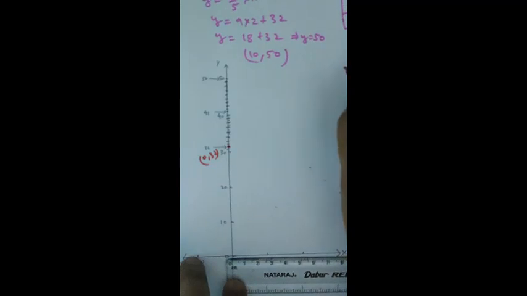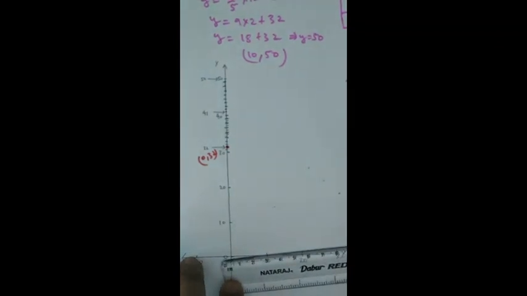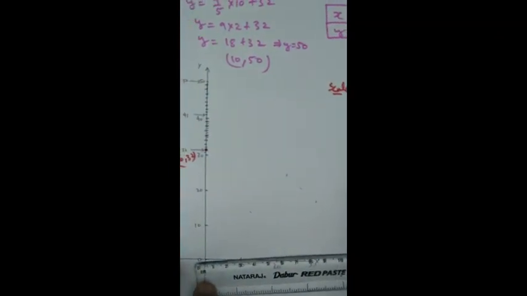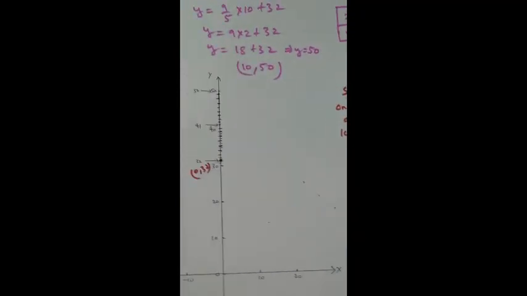First of all, I forgot to write the scale. What scale have I chosen? On both axes I have taken 1 centimeter equal to 10 units. 1 centimeter is equal to 10 units. This is the scale which I have chosen. Okay, don't forget to write that. And then x dash, y dash I have written.